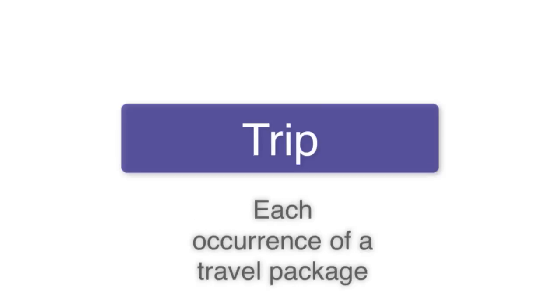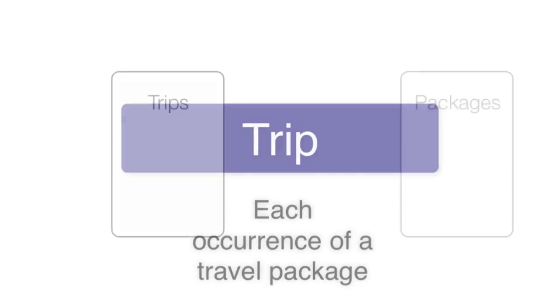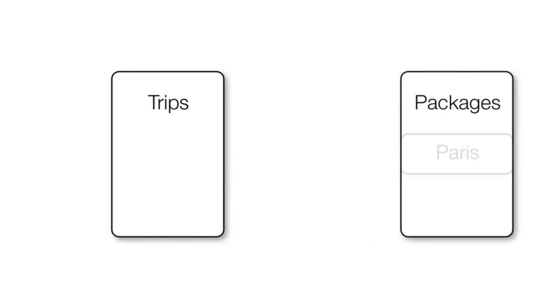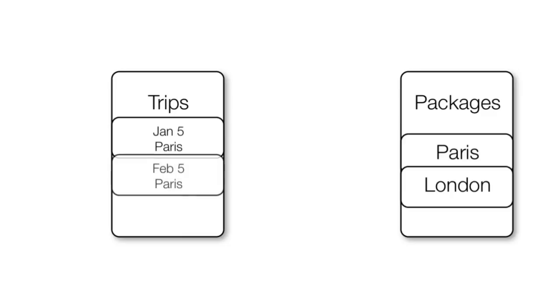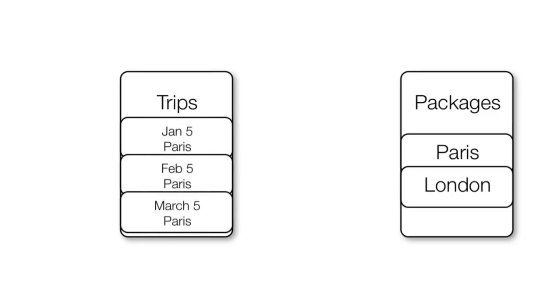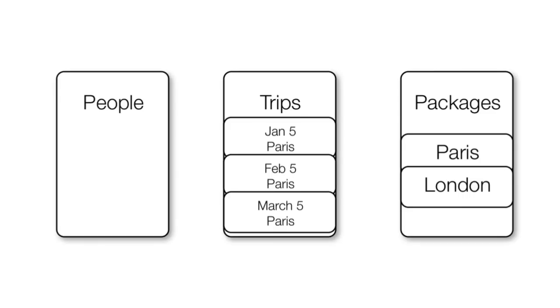And you go, okay, that makes sense. Over here on the right, with some records, we might have Paris and London. But then over here, we might have trips where the Paris trip is January 5th, February 5th, March 5th. Cool. So then you think to yourself, well, how does that connect to the people?